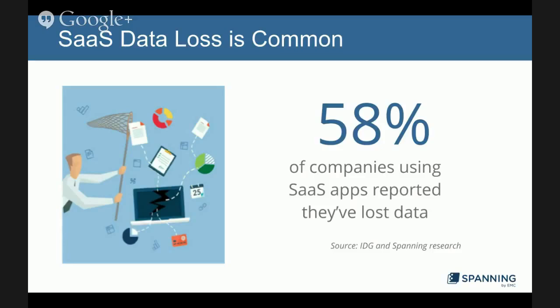Spanning restored over 10 million things last year. 10 million items were restored for our customers, things being emails and folders and files, calendar events, etc.